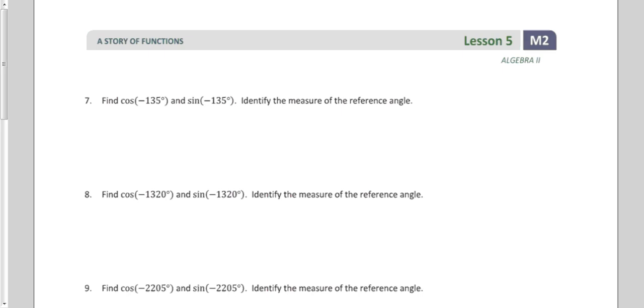Draw yourself a unit circle, a small one, so you can fit it in there. Draw a small unit circle and figure out what quadrant negative 135 is going to be in. Is it going to be in quadrant 1? Which way am I going from the positive x-axis? Second quadrant.